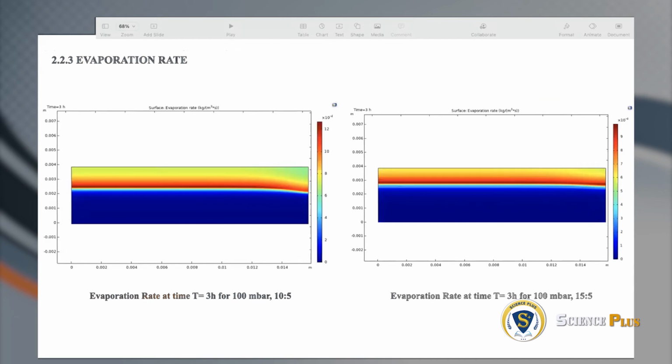So here we can see the effect of the pulsing ratio on evaporation rate. The variation in the evaporation rate follows a similar trend as in the case of the liquid volume fraction shown before. With a higher pulsing ratio, a larger proportion of the sample will be devoid of water and have an evaporation rate close to zero, which is represented by the larger blue region in the 15:5 case.